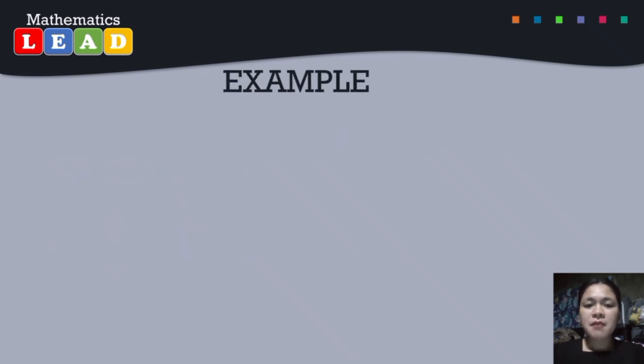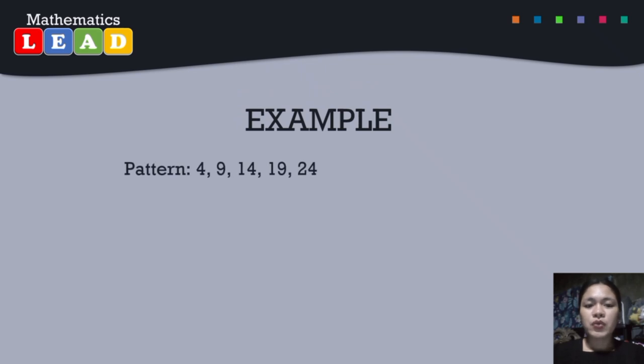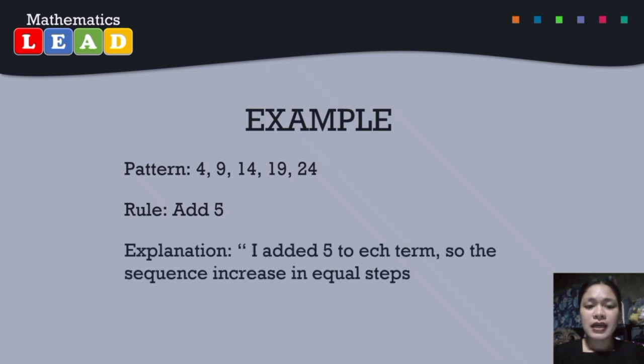For example, we have the pattern 4, 9, 14, 19, and 24. Our rule is we just have to add 5 to each term. And your explanation should be like this: I added 5 to each term, so the sequence increases in equal steps.